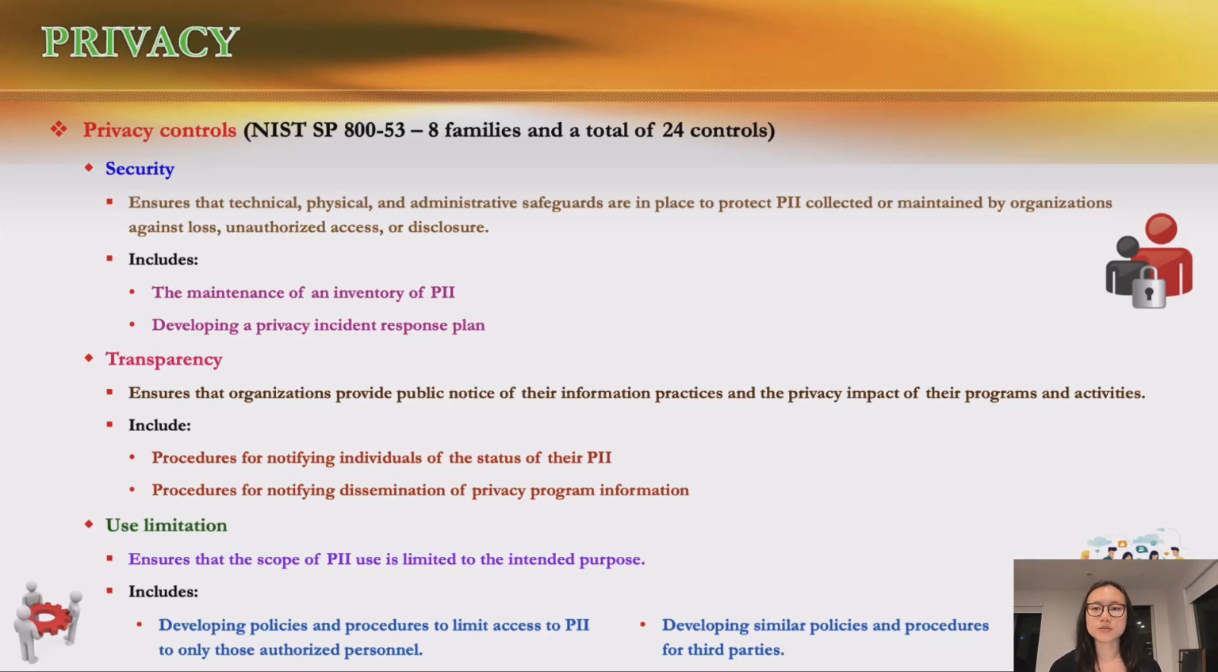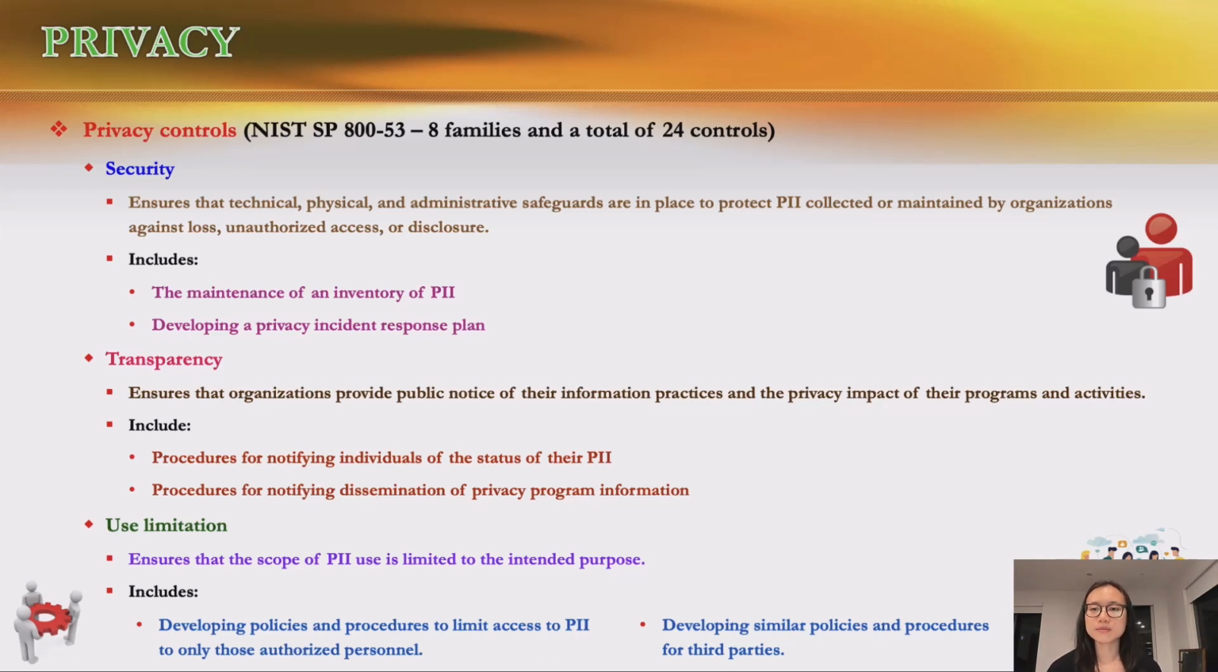This family of controls ensures that technical, physical, and administrative safeguards are in place to protect personally identifiable information that are collected or maintained by the organization against losses, unauthorized access, and disclosure. These controls are designed to supplement the organization's security controls that may be relevant to privacy. Such controls include the maintenance of an inventory of personally identifiable information and developing a privacy incident response plan.